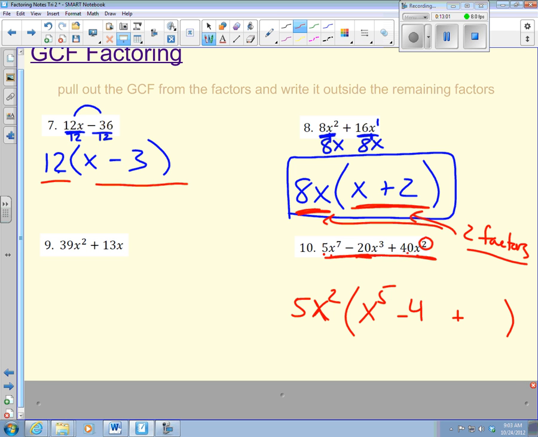And I have x squared. I need an x cubed, so I need one more x. X to the 1st. I already have an x squared here, so I don't need any more x's, but I do need an 8. And we're done. Now you should be able to distribute through this, and when you distribute through this, you should get the exact same expression that you started out with. If you don't, then you made a mistake somewhere. You guys can try number 9.